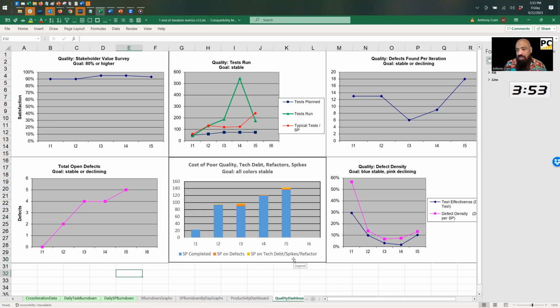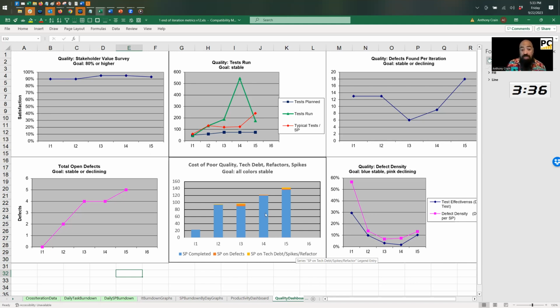If you've read the book Project to Product, they like to call this flow distribution. How do you distribute your points across concerns? And the goal here is that all colors be stable. You don't want to see no points being spent on defects. You don't want to see no points being spent on tech debt, but what you want to see is stability so that we can use that to still effectively plan.